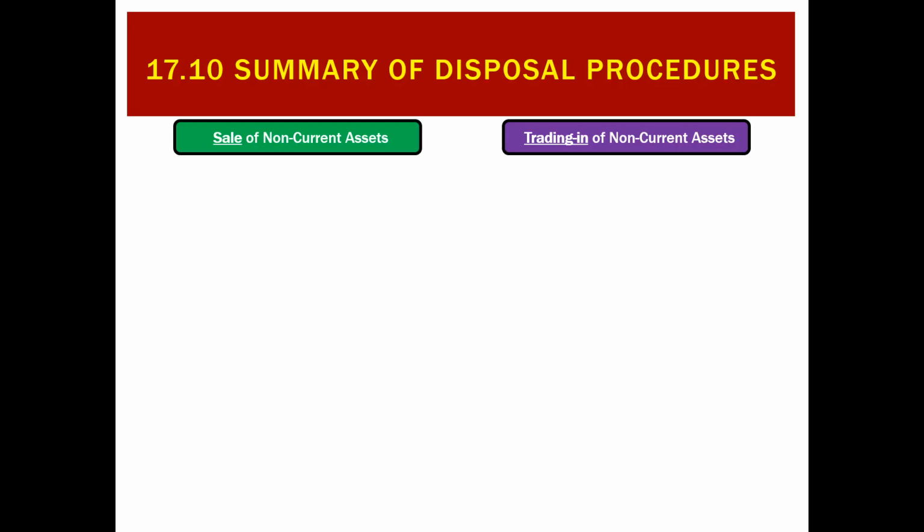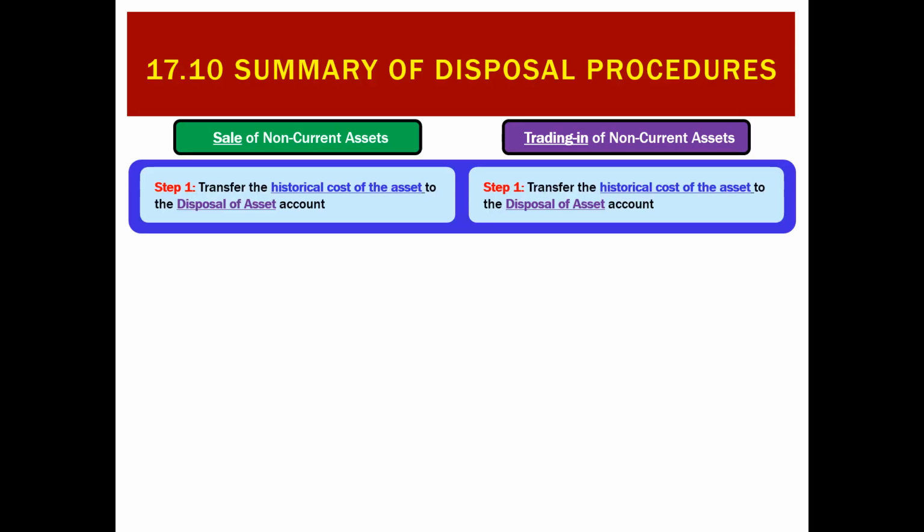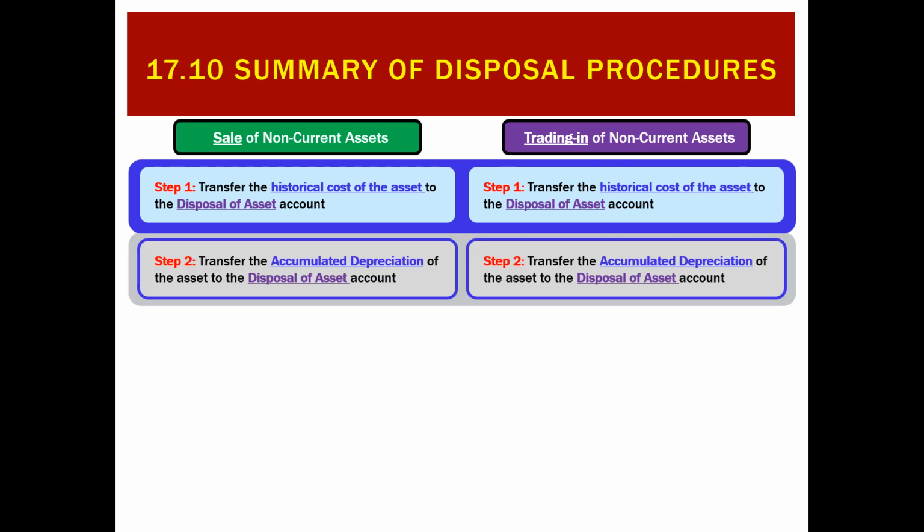So whether it was a sale of a non-current asset where we got cash, or we traded it in where we got credit off a new asset, step one was always transfer the historical cost of the asset. That's the same for both procedures. So is step two, transfer the accumulated depreciation. So no matter what the case study or question that we've been given is, the first two steps will be the same, whether it's a sale or a trade-in.